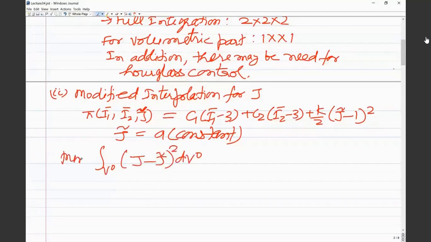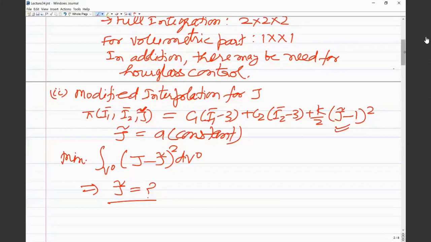So you minimize this, and from this you will get an expression for J tilde, and you use this J tilde everywhere in this part, and that also eliminates the volumetric locking. Finally you will find that J tilde is equal to a constant, which for an 8-noded element will turn out to be the mean value of J. So J tilde will be a mean value of J. This is also known as the mean dilatational method. So this is for the 8-noded brick element.